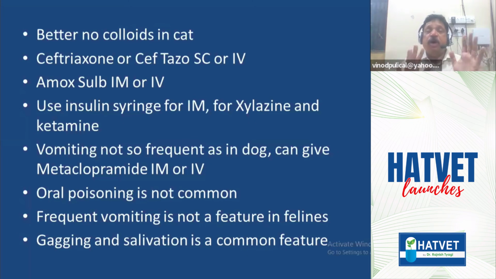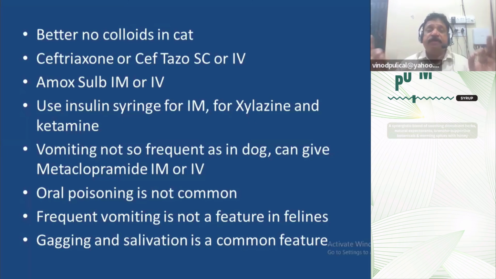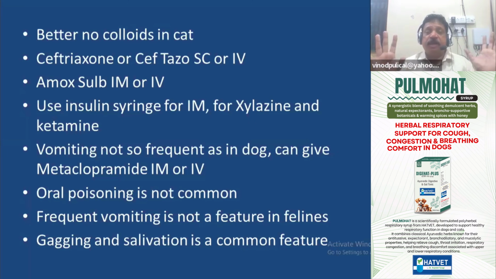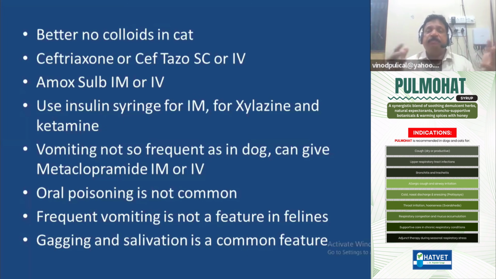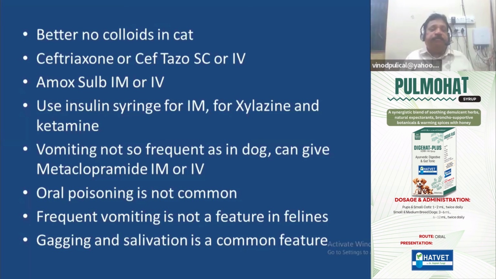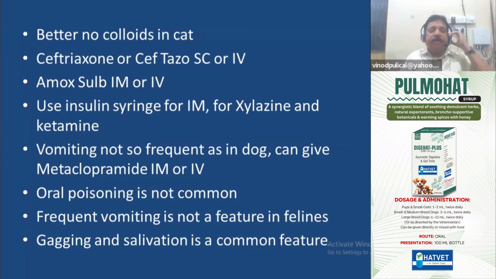Then all cephalosporin injections can be given subcutaneously. We know cefovecin, ceftriaxone, cefoperazone, everything can be given subcutaneously. Ceftriaxone tazobactam, ceftriaxone sulbactam, all these can be given subcutaneously in the cat. It's very safe. But amoxicillin sulbactam should not be given subcutaneously; it should be given intramuscularly or IV in the cat.